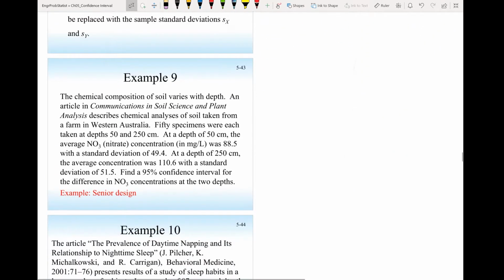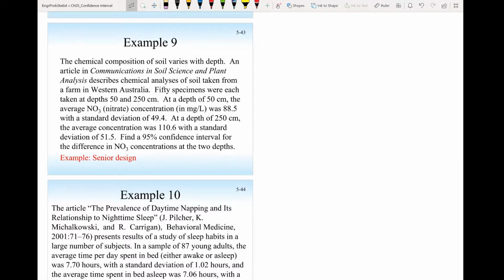Okay, let's take this example. The chemical composition of soil varies with depth. An article in Communications in Soil Science and Plant Analysis describes chemical analysis of soil taken from a farm in Western Austria. 50 specimens were each taken at depth 50. So we have a soil of depth 50, and this is a soil of depth 250. And we took a sample n equal 50. So let's call this x. And we took a sample here, let's call this y, and ny equal also 50.